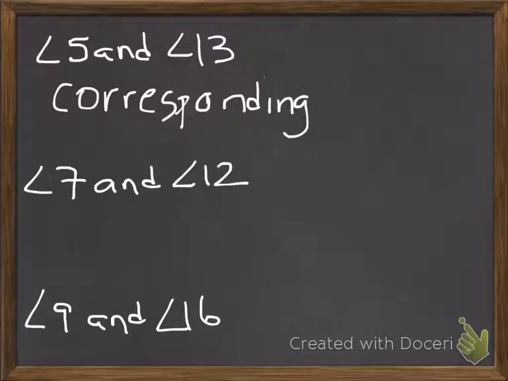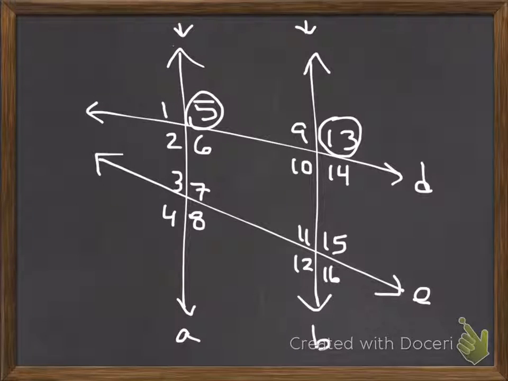Then we have angle 7 and angle 12. That is this one and this one. And these are both in between lines A and B, so they're inside, they're interior. One is on one side of the line and one is on the other, so that would have to be alternate interior.